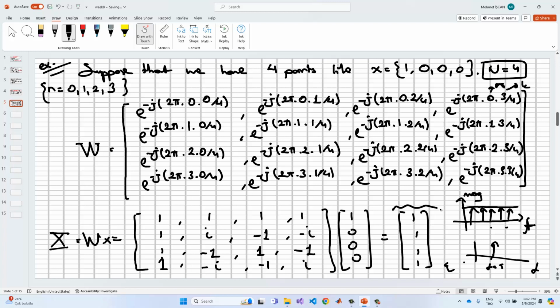Okay. So let's take a break and then we will continue with the geometrical representation of these terms, okay?